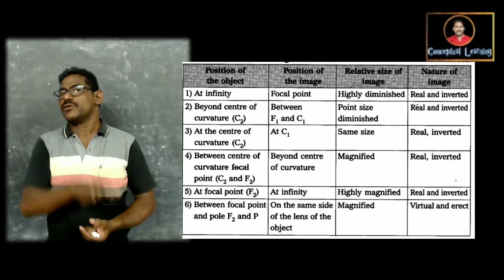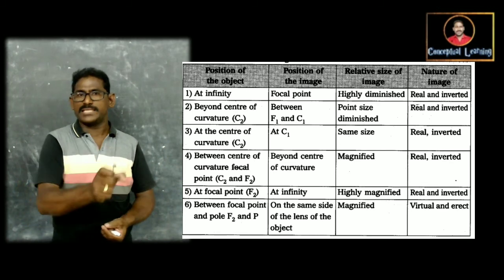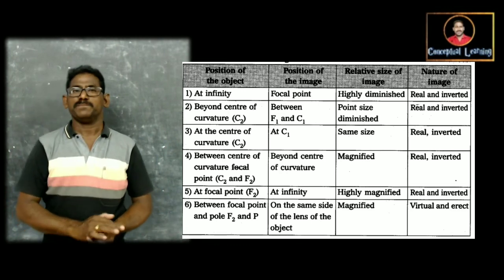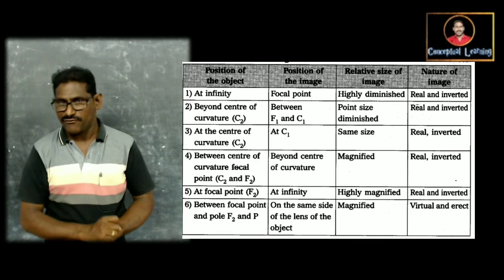In all the remaining cases, real images are formed, but when the object is placed between F2 and O, the formed image is virtual, erect and magnified.